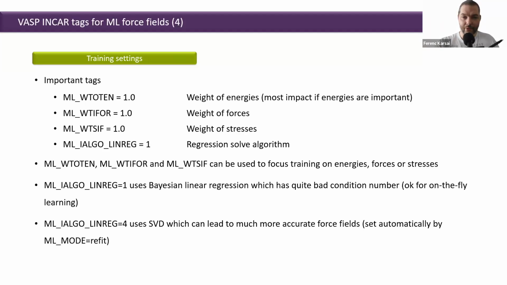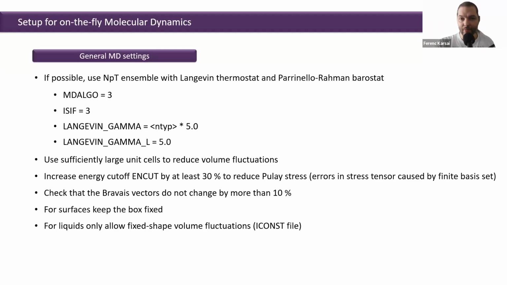Next, we come to a very important thing for the on-the-fly learning from MD. You have to set specific MD parameters to make the learning proper. If possible, always use an NPT ensemble with a Langevin thermostat. The NPT involves small volume fluctuations during the learning, and these small volume fluctuations result in much more stable force fields. And the Langevin thermostat is the most ergodic thermostat, which ensures a good sampling from phase space.